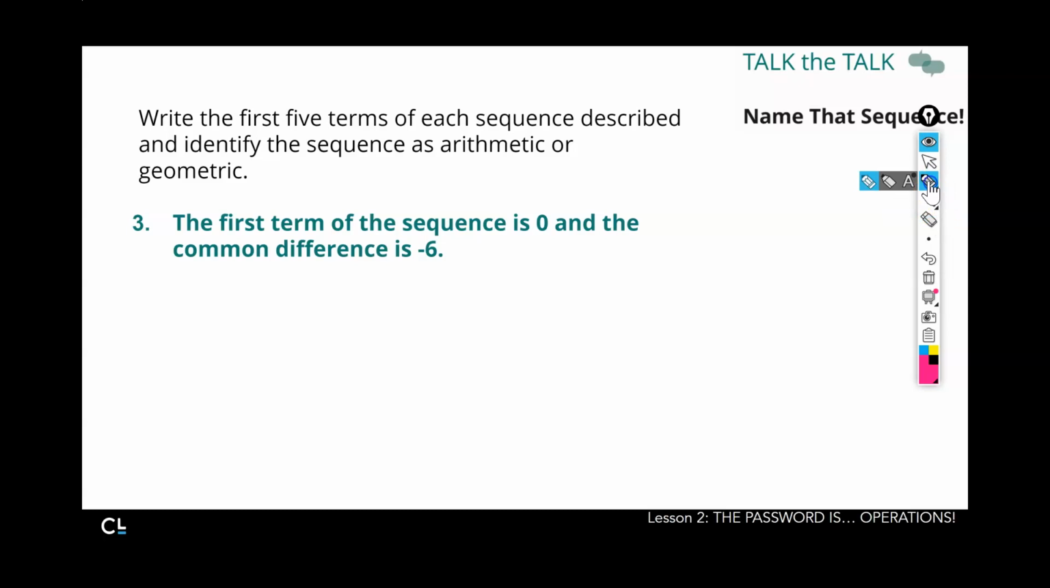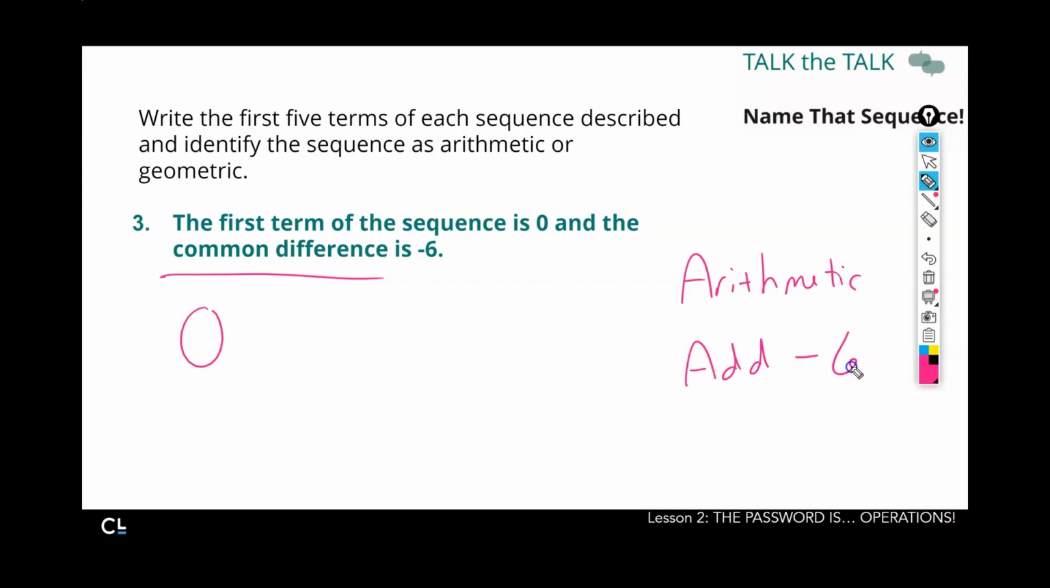Number 3. The first term of the sequence is 0. The common difference, that means it's arithmetic. And I am going to add or subtract 6. I'm going to add a -6. So if I add -6 or subtract 6, however you want to think about it, that's going to give me -6. If I keep subtracting 6, that gives me -12. Subtract 6 again, that gives me -18. Subtract 6 again, and I've got -24.